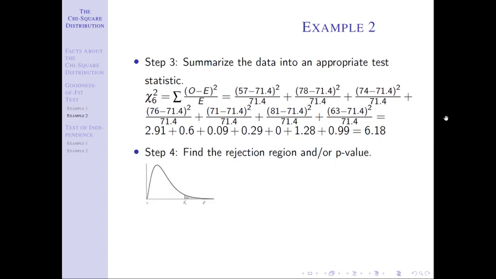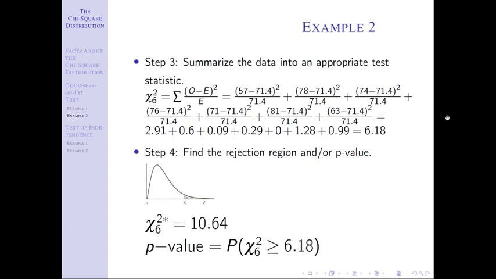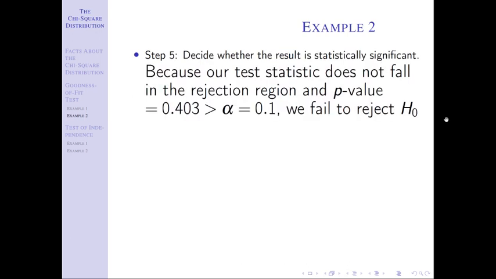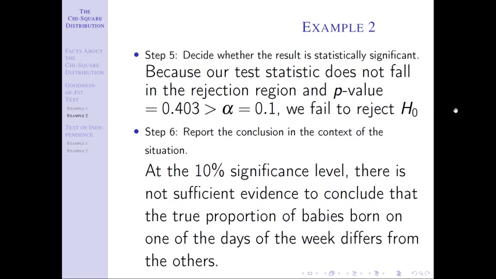Find our critical value from the table would be 10.64. Notice we are using a 0.1 level of significance, so make sure you are looking for that, not blindly assuming 0.05 on every problem. Our p-value, again, be able to write the probability statement, and Excel will bring you home with the actual probability. And just like the last problem, in this case, we are going to fail to reject the null, which means there is not sufficient evidence to say that at least one of the days is different.